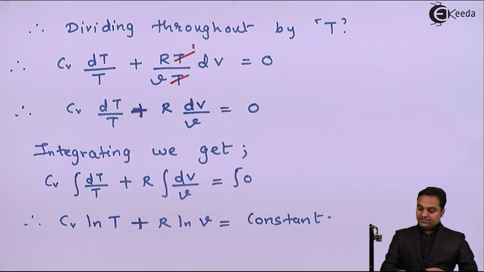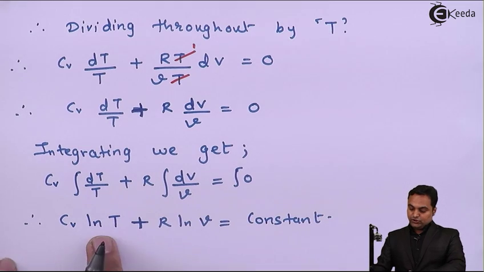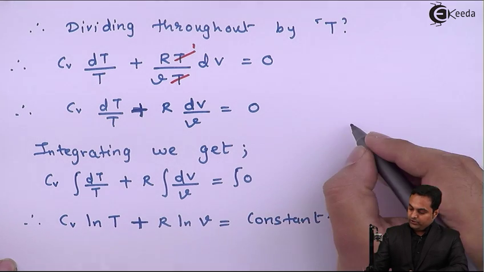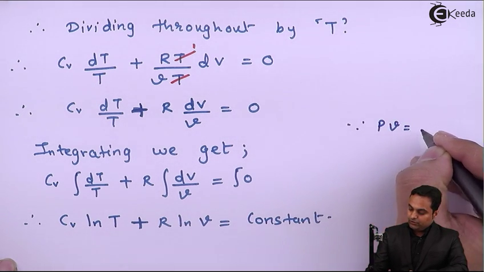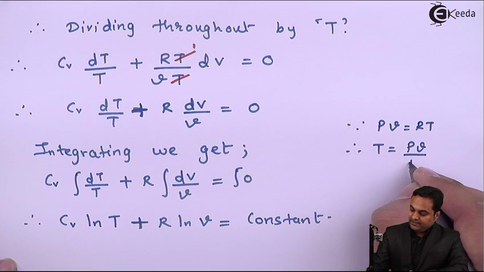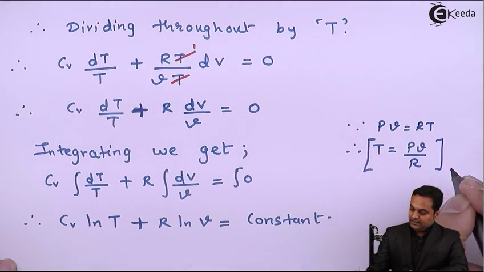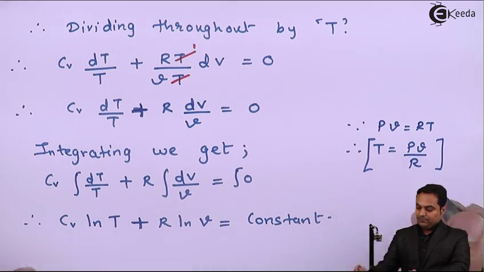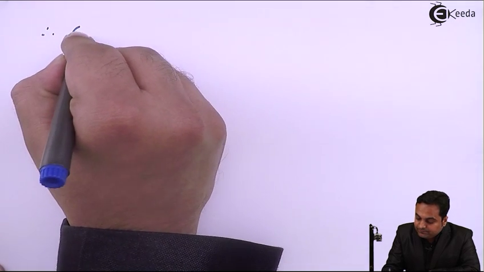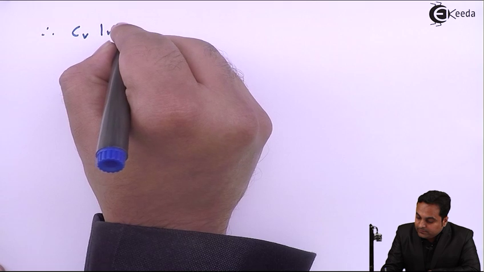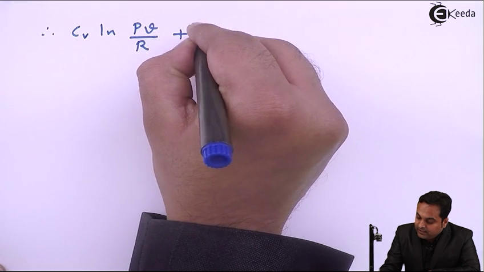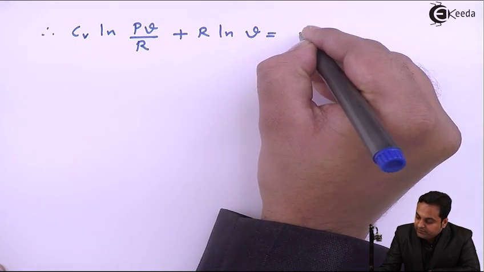Now we have reached up till this stage in the derivation. Instead of T, I will write it in this way, that since we know that PV, that is pressure into volume, is equal to RT, therefore T is equal to PV divided by R. I'll use this relation here, replacing T with PV upon R. So I'll get it in this way. Therefore CV ln of PV divided by R plus R ln V is equal to 0.